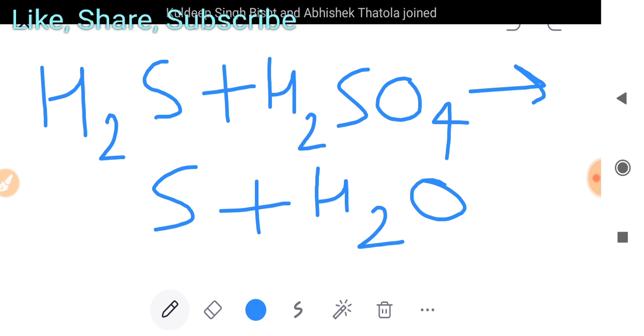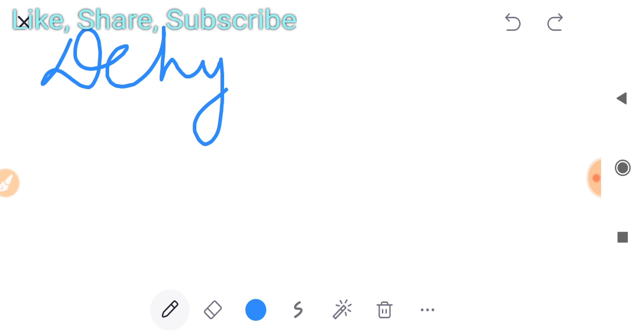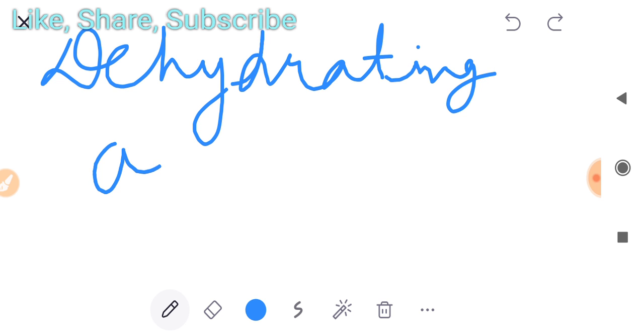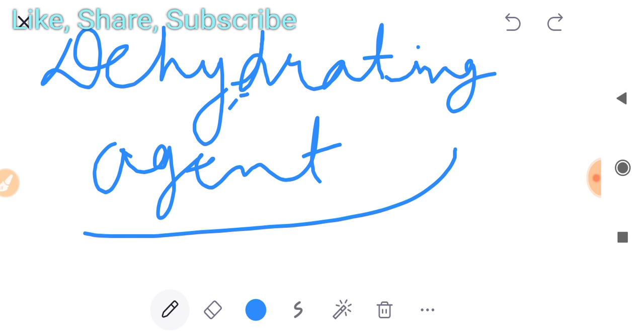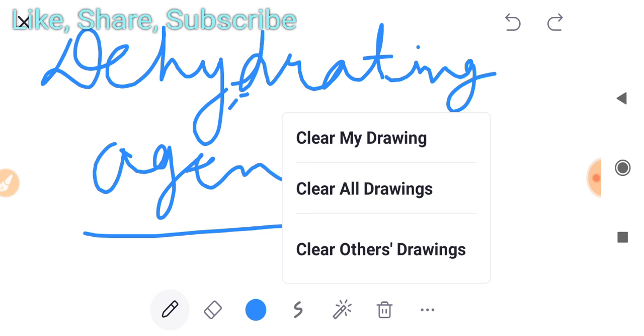Now we will move to the next property. Its next property is as a dehydrating agent. We understood its oxidizing property. Now we understand it as a dehydrating agent. Dehydrating agent means whenever removal of water occurs chemically, that is why we call it a dehydrating agent. Removal of water chemically is known as dehydration in chemistry. So there are some reactions.